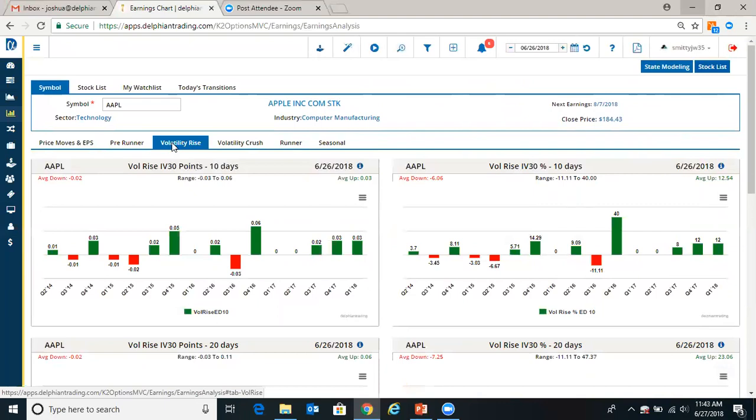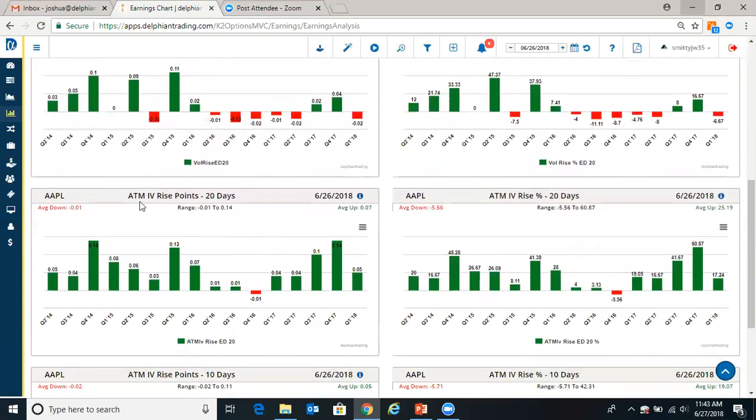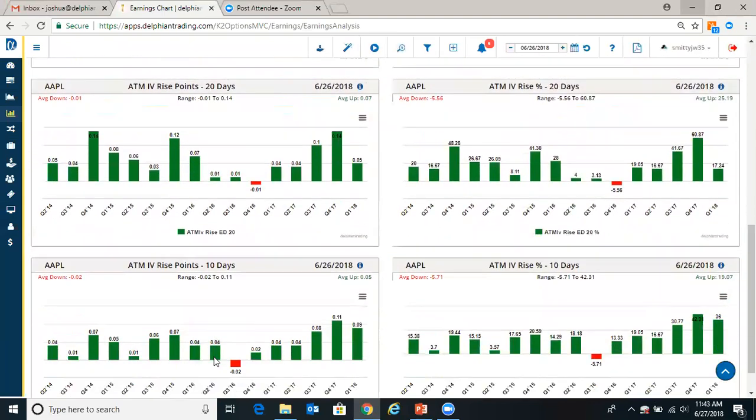Volatility rise. It gives you, 10 and 20 days out, how much the 30-day implied volatility rose or decreased over that time period. So you have 10 and 20 days, and we also have the at the money IV rise for 10 and 20 days. It gives you the points and then the percentages on the right for each of those.